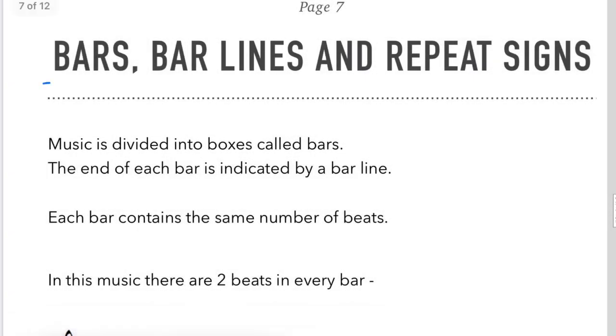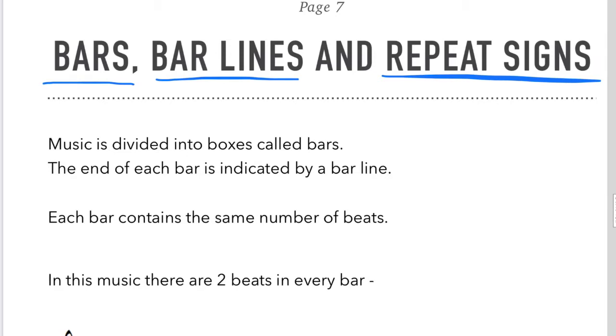Today we're looking at bars, bar lines, and repeat signs. Imagine reading a book without any spaces between the words. It would just be an endless stream of letters, which would be very hard to read. This would be the same for reading music if we didn't have a way of splitting it into smaller chunks. To do this, we use things called bars and bar lines.